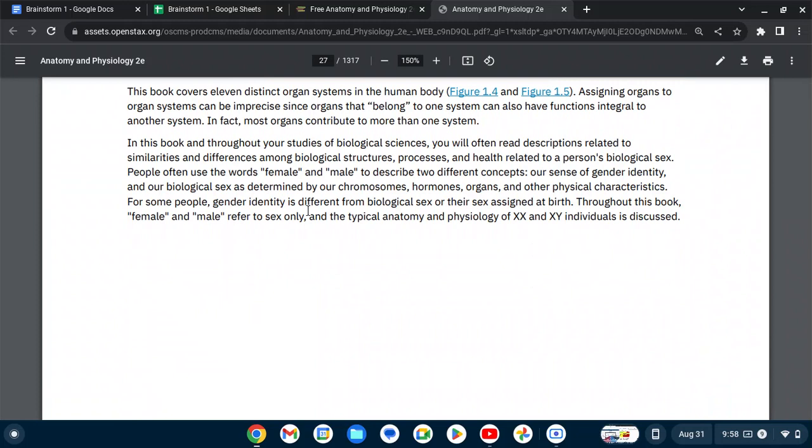Assigning organs to organ systems can be imprecise, since organs that belong to one system can also have functions integral to another system. In fact, most organs contribute to more than one system.